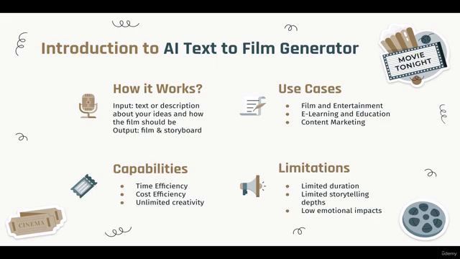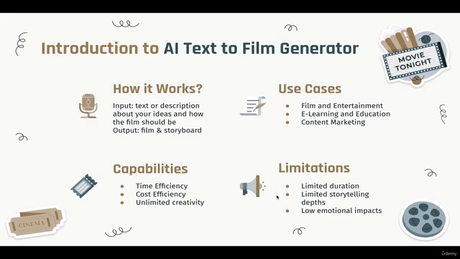Okay, so let's talk about the first limitation here. The first one here is limited duration. So AI text-to-film generators may struggle to effectively convey complex narratives within limited durations. Due to time constraints, they might oversimplify or omit crucial plot points, resulting in narratives that lack depth and development, right? So you cannot expect to create, like, an hour or 2 hours long film. That's just not possible, right?